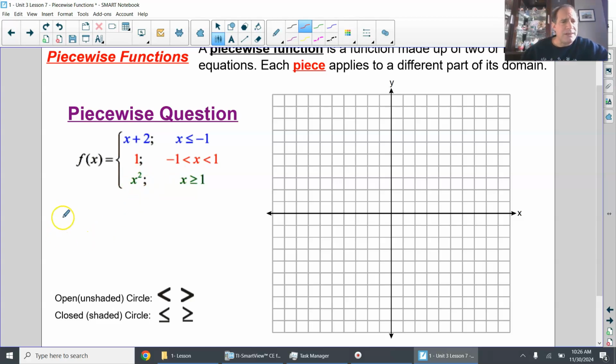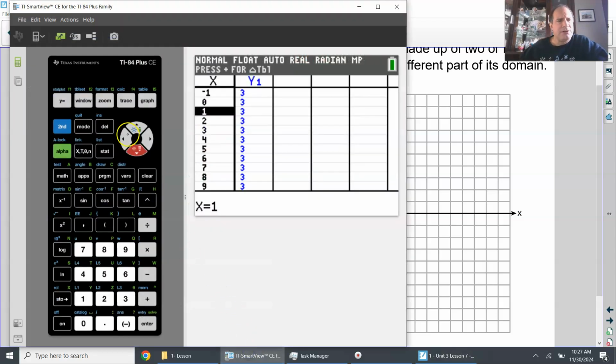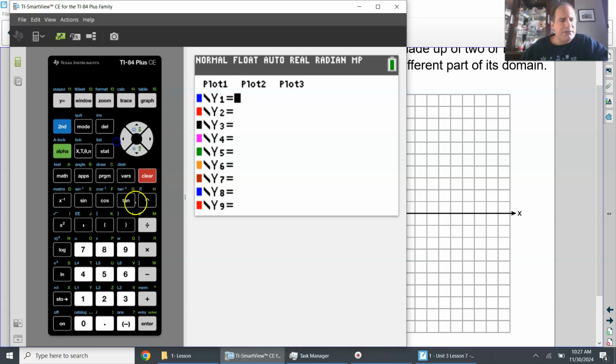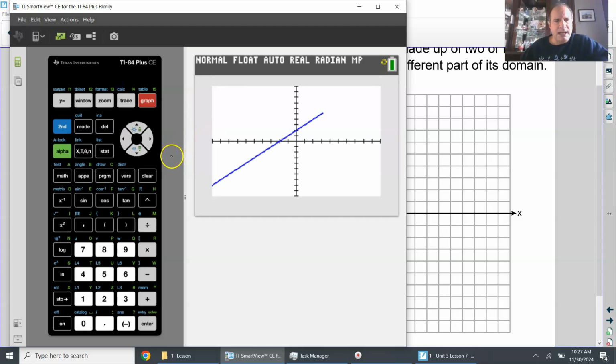Again, I'm going to start with x plus 2. So I'm going to put f of x equals x plus 2 first, and we're graphing x less than or equal to -1. So x plus 2 is what you're graphing in your calculator. You graph it and see exactly what x plus 2 is: a slope of 1 that crosses at 2.